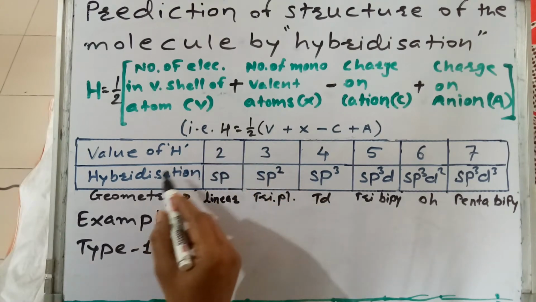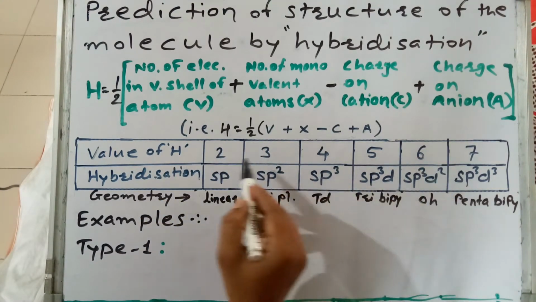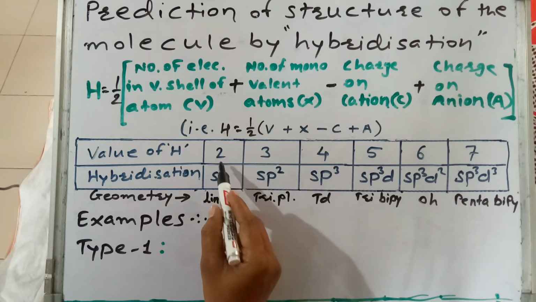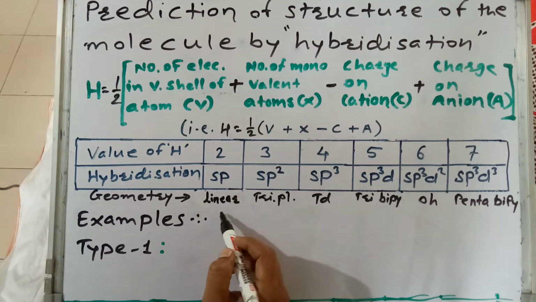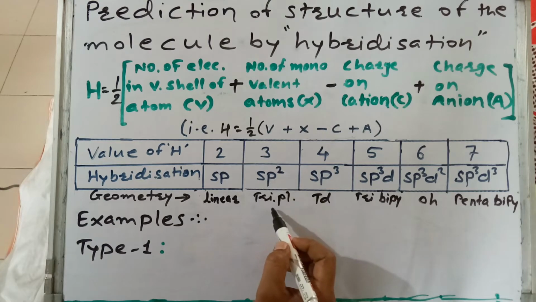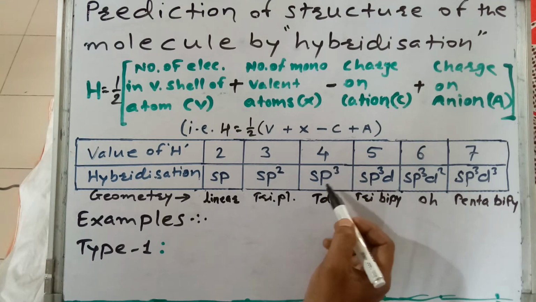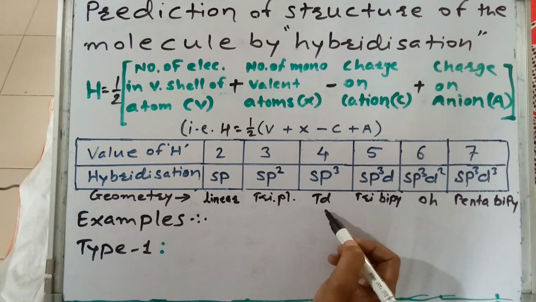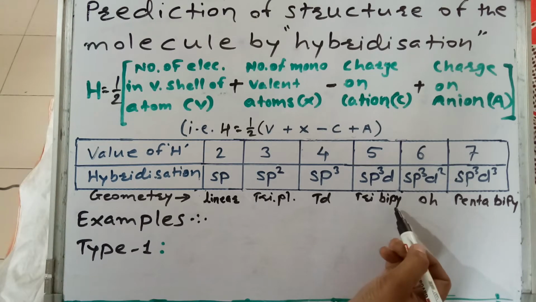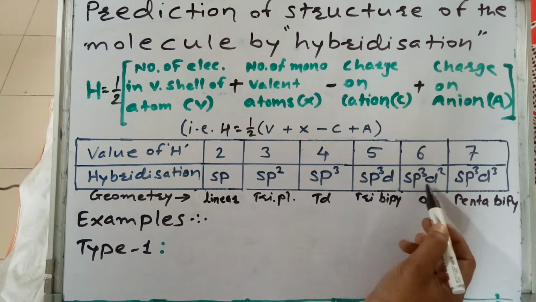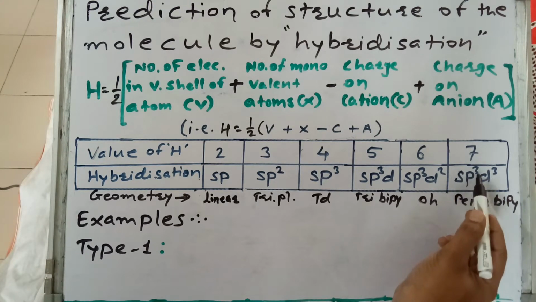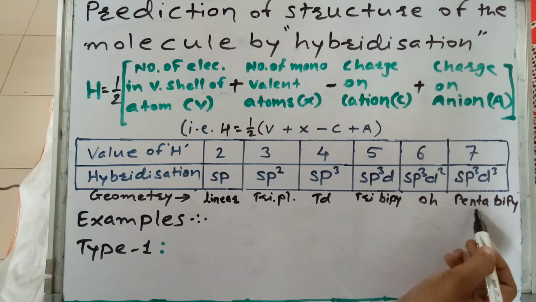So here H number is given, and according to these H numbers the hybridization is written. If the H number is 2, hybridization is sp, geometry is linear. H number 3, hybridization sp2, geometry is trigonal planar. H number is 4, hybridization is sp3, geometry is tetrahedral. H number is 5, hybridization sp3d, geometry is trigonal bipyramidal. H number is 6, hybridization is sp3d2, and the geometry is octahedral. H number is 7, hybridization is sp3d3, and geometry is pentagonal bipyramidal.